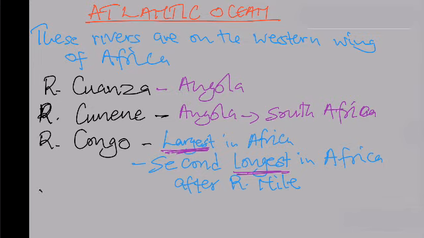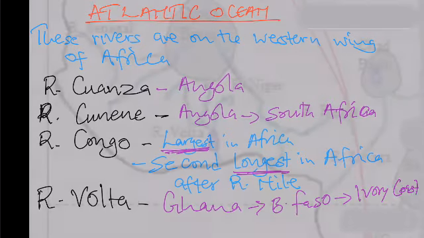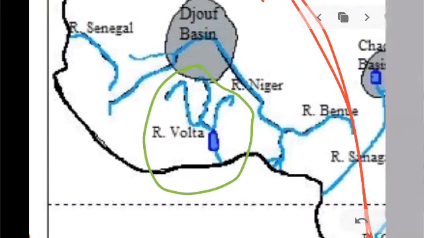Another major river is River Volta. Now River Volta is a major river in Ghana. Of course, it passes through several countries from Ghana to Burkina Faso and Ivory Coast before it finally drains its water. Of course, when you look at this map, you will see the direction of flow of River Volta. Somewhere here we have Ghana, and around this place we have Burkina Faso and Ivory Coast finally before it drains its water.